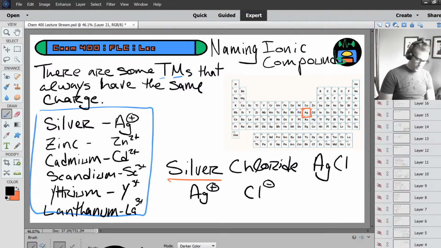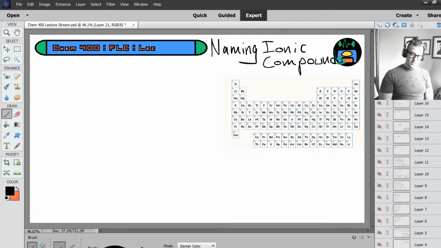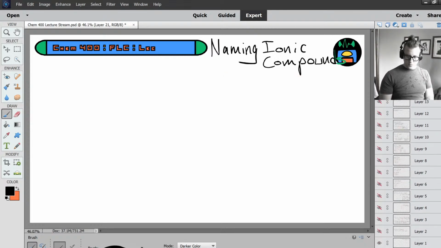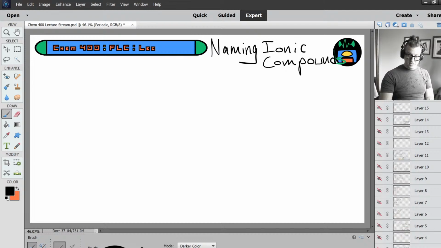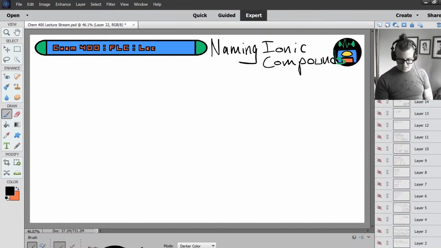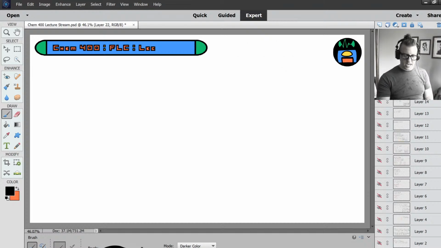Cool? All right. So with that out of the way, you can now handle naming any ionic compound that has a transition metal in it. There's one last thing to talk about, and then we will have completed all of ionic nomenclature. And that last topic is the topic of polyatomic ions.